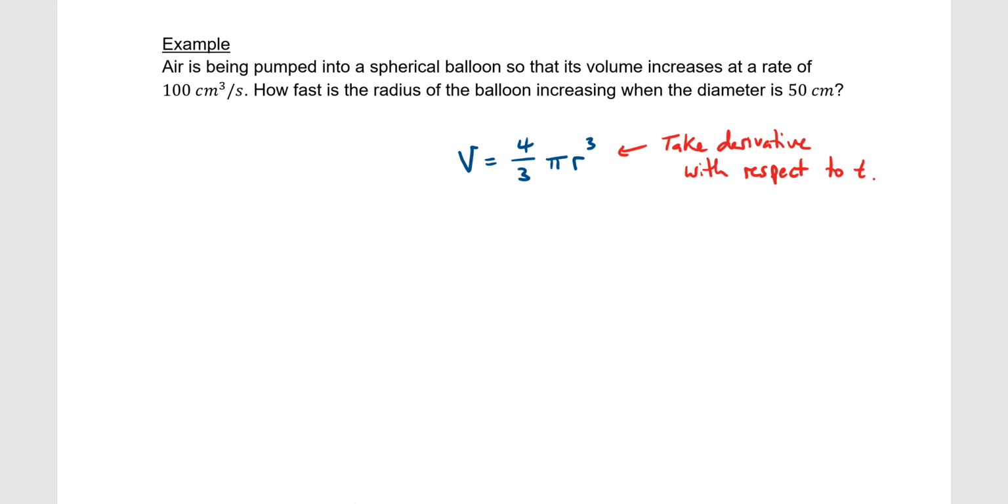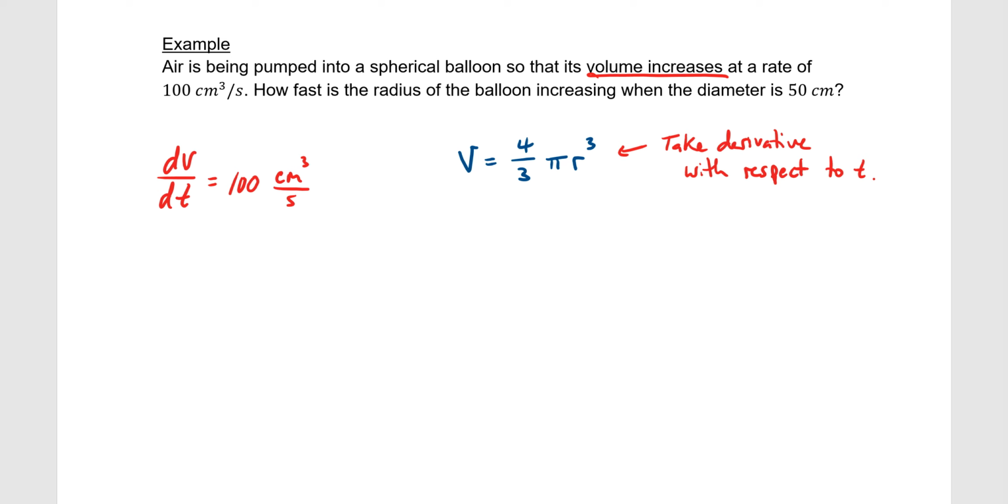Before we do that, let's write down some of our known quantities given to us in the question. First we have this 100 cubic centimeters per second. That is the rate at which the volume is increasing. So that is going to be dV/dt equals 100 cubic centimeters per second.